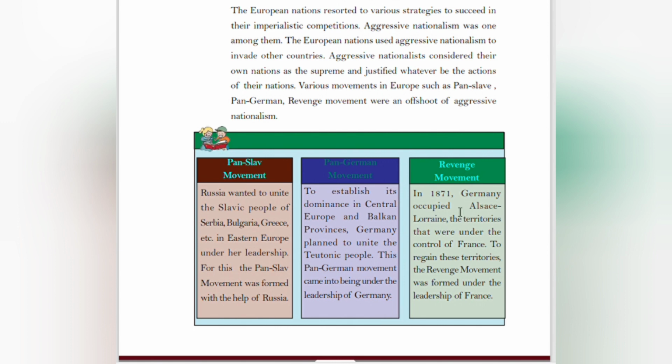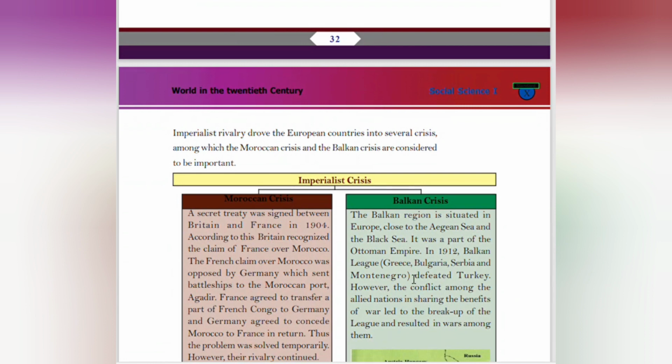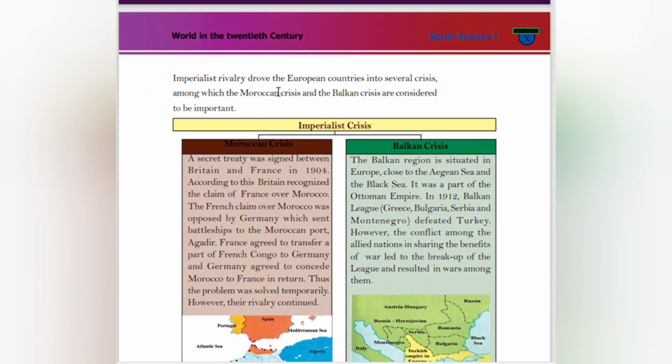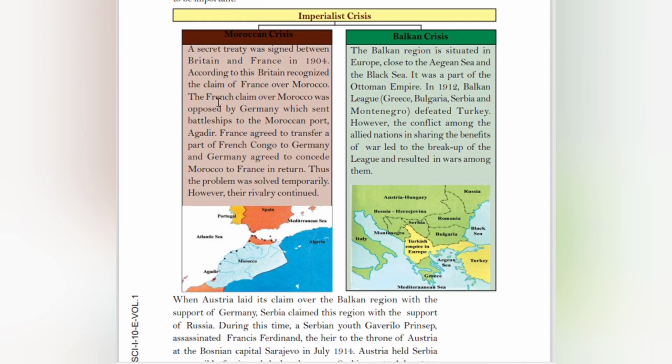Revenge movement. In 1871, Germany occupied Alsace-Lorraine, the territories that were under the control of France. To regain their territories, the revenge movement was formed under the leadership of France. Imperialist rivalry drove the European countries into several crises, among which the Moroccan crisis and the Balkan crisis were considered to be important.